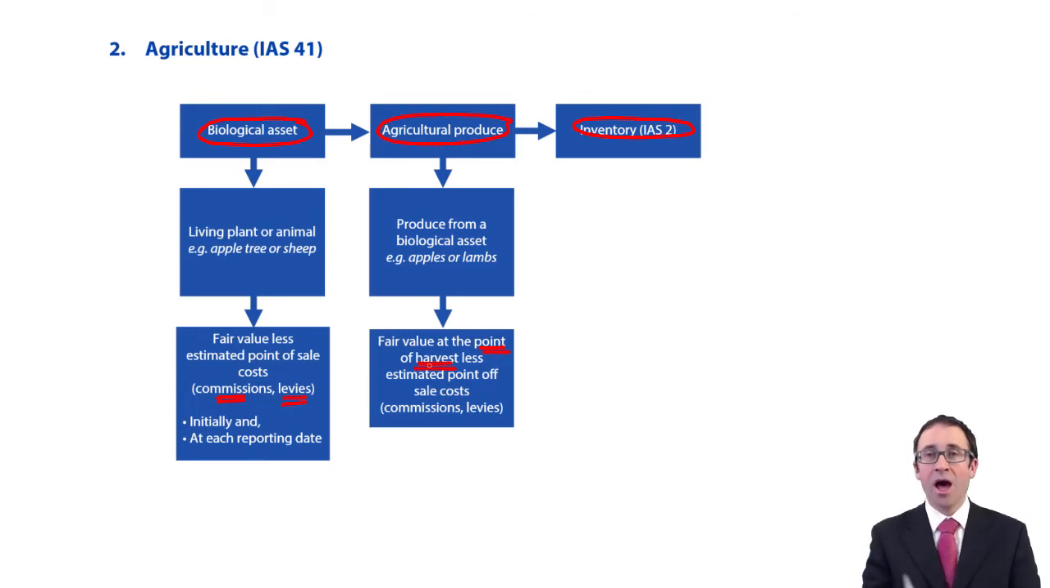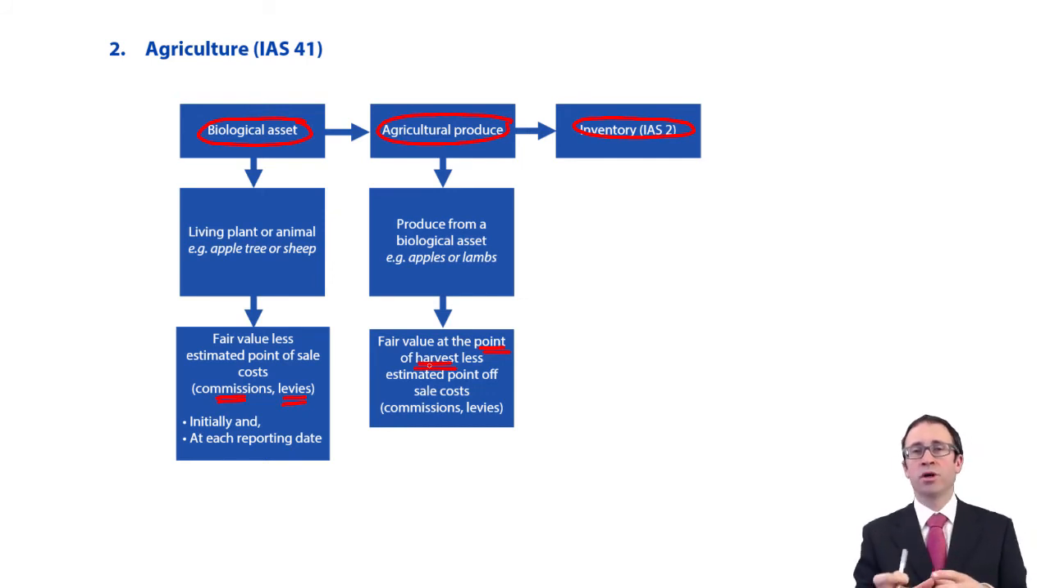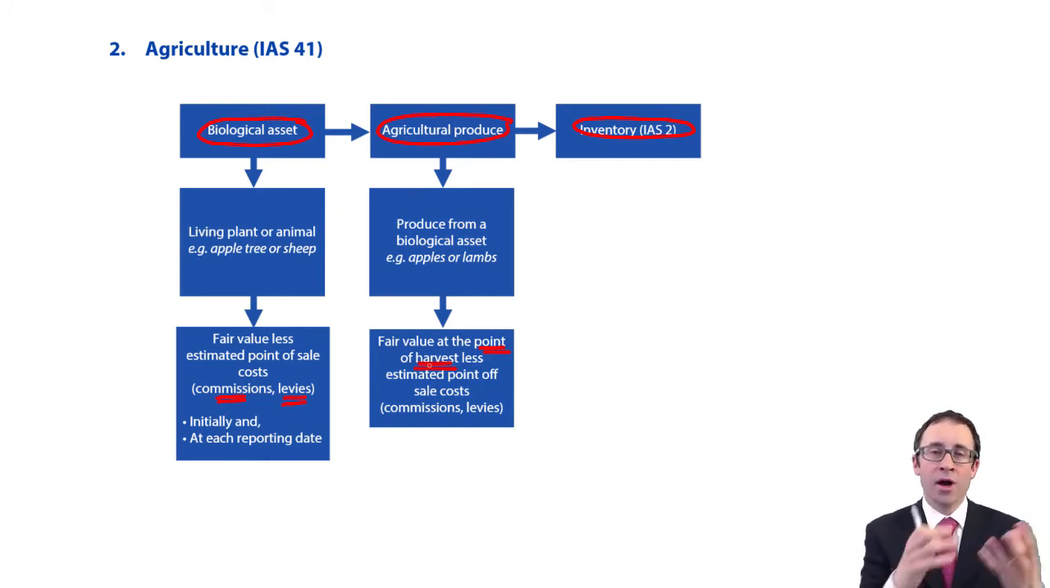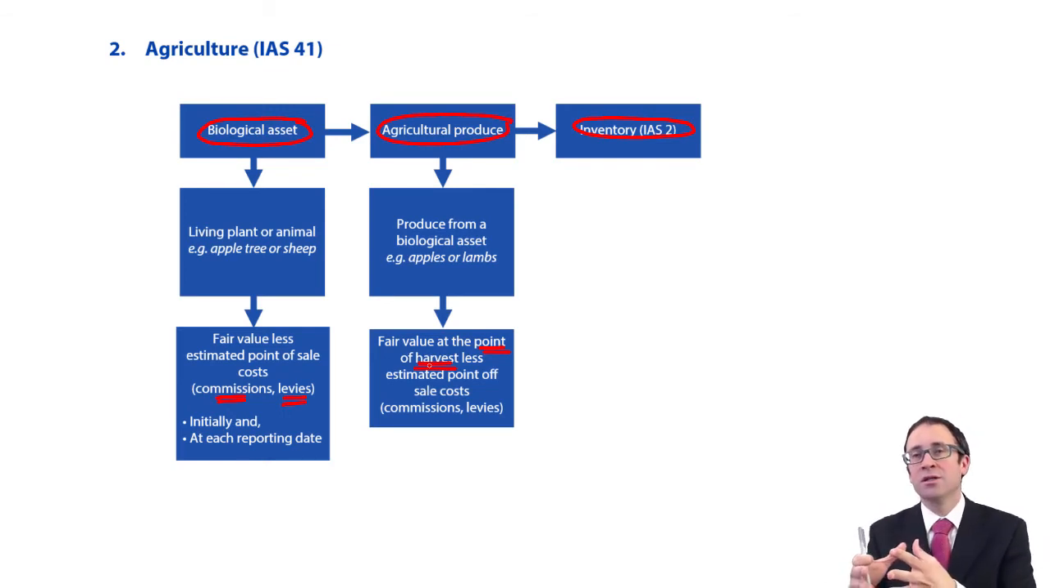Okay. Then once you've got your agricultural produce and you've got the fair value at the point of harvest, less those selling costs, that now becomes the cost within your inventory. So if your agricultural produce is milk, we know the fair value of the milk. That then goes into making cheese. So that fair value less the point of sales costs for the milk is now the cost of the milk that feeds into the cheese inventory. Okay, there we go. That's effectively the basic rules.